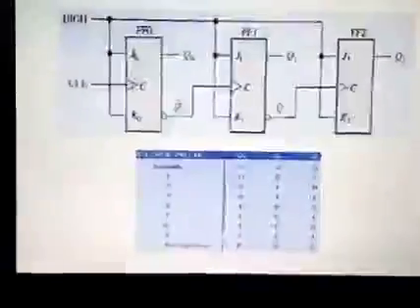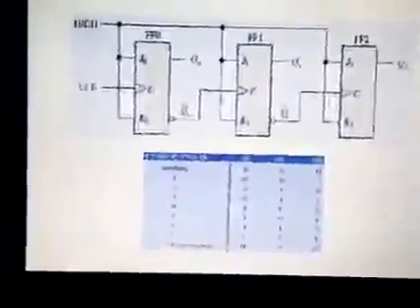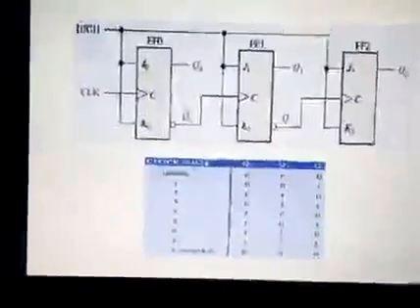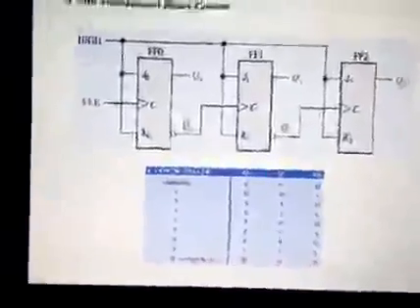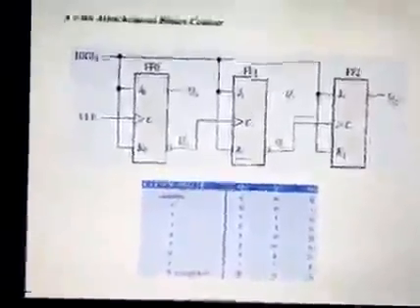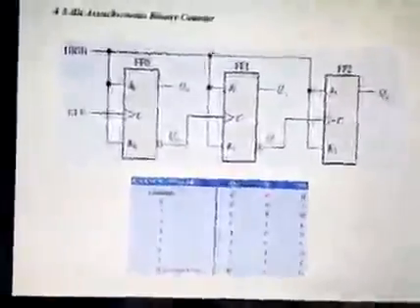The up counting is 1, 2, 3, 4, 5, 6, 7. For down counting it is 7, 6, 5, 4, 3, 2, 1 and 0. The total count is 8, which starts from 0 to 7 for up counting and 7 to 0 for down counting.